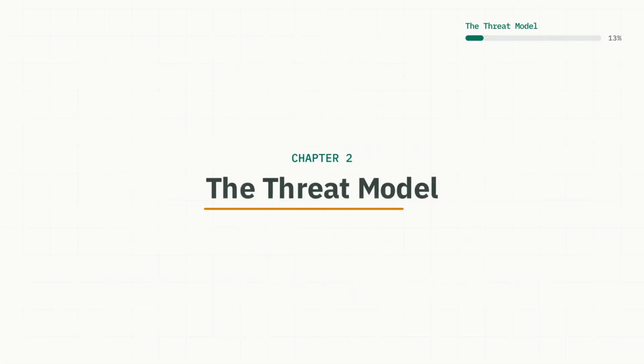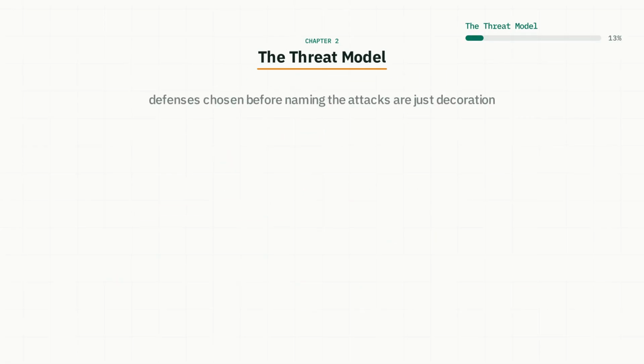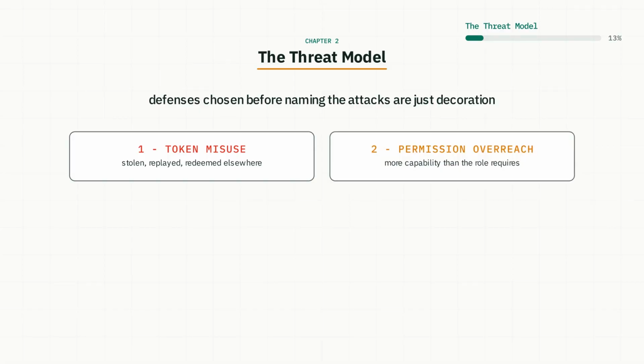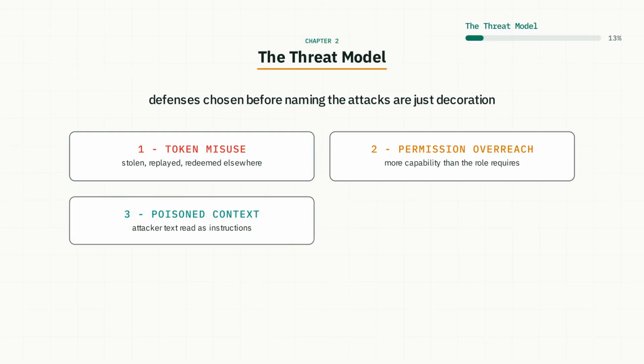Chapter 2, the threat model, because defense chosen before naming the attacks is just decoration. 4 surfaces cover almost everything that goes wrong in MCP deployments. Surface 1, token misuse. A credential meant for one server gets stolen, replayed, or redeemed somewhere else. Surface 2, permission overreach. Servers granted more capability than their role requires, quietly, cumulatively, until the audit.